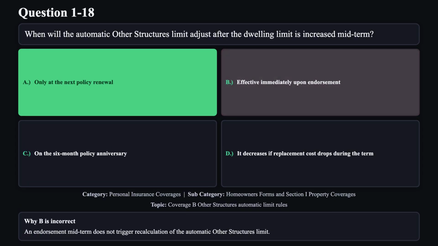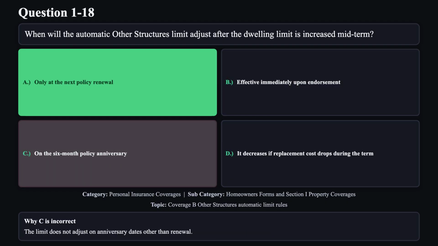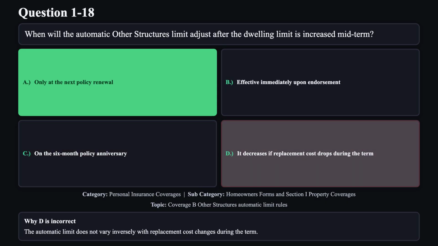Reason B is not correct. An endorsement midterm does not trigger recalculation of the automatic other structures limit. Reason C is not correct. The limit does not adjust on anniversary dates other than renewal. Reason D is not correct. The automatic limit does not vary inversely with replacement cost changes during the term.